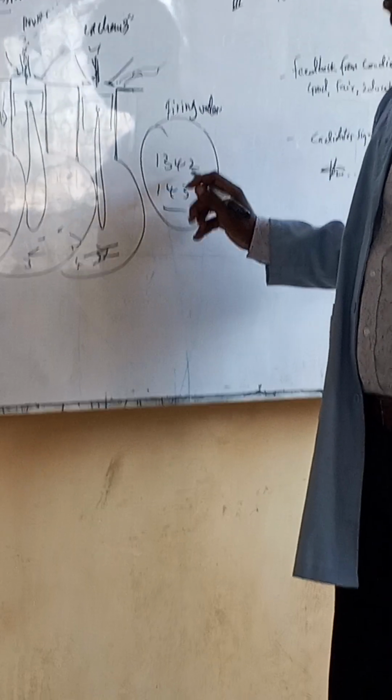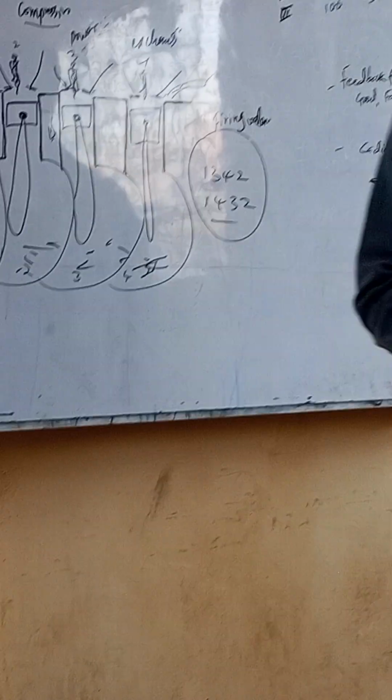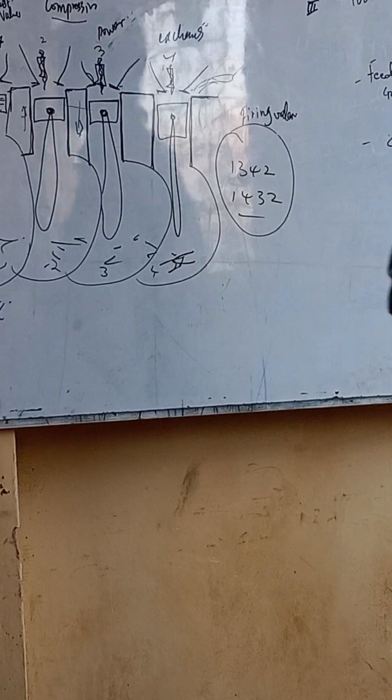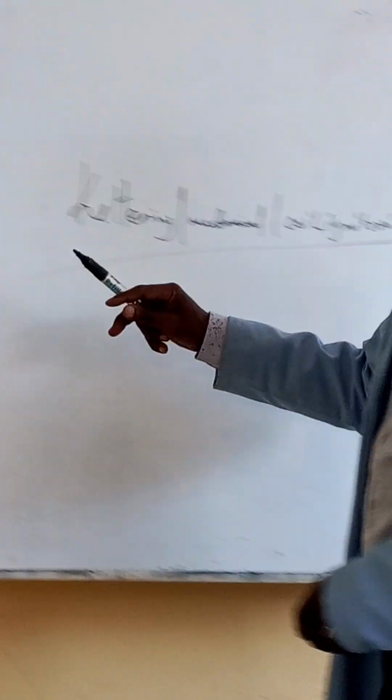So the firing order is 1342 or 1432, whichever comes first, or depending on the manufacturer's specification. It will mean that when this power comes in, if I can give you another clear drawing, this one is now clearer. Let me give you this drawing now here.